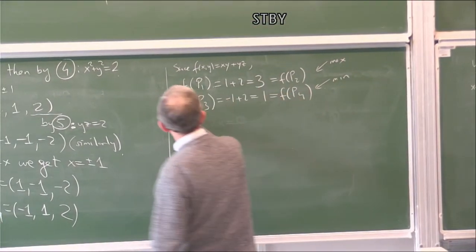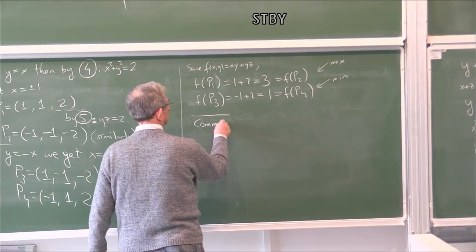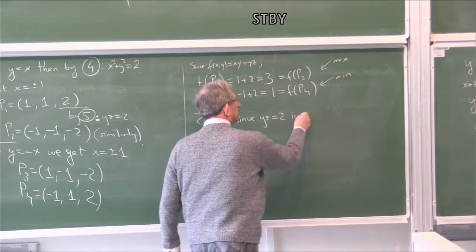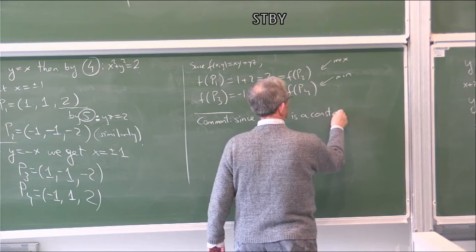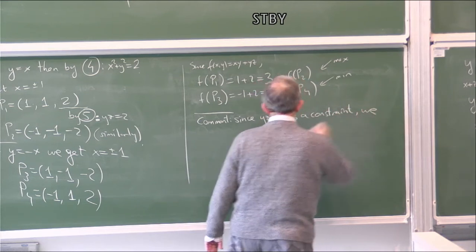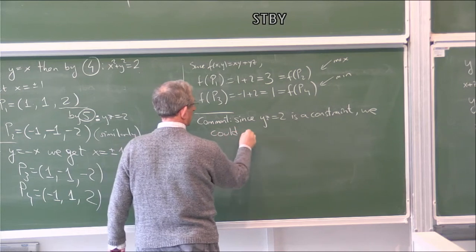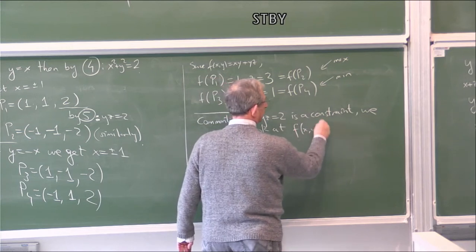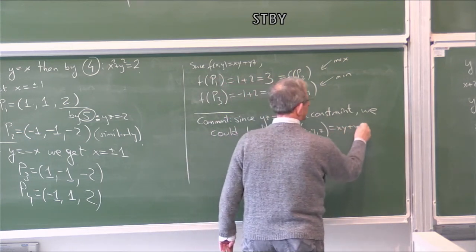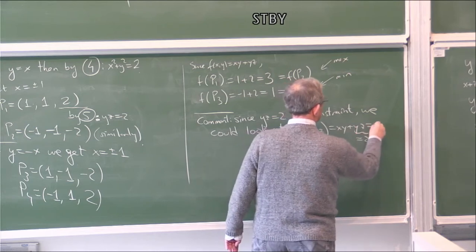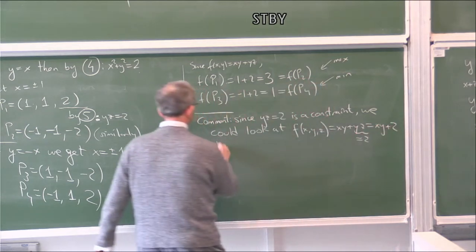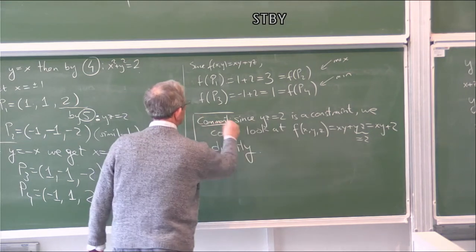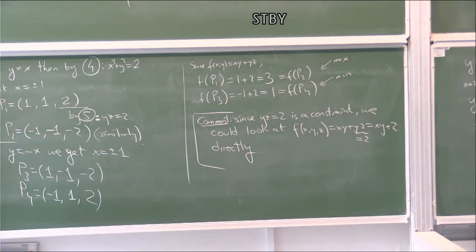Well, last comment here. Since yz is 2 is a constraint, we could look at f of x, y, z, xy plus yz, but this must be 2, so it's xy plus 2 directly. This would have simplified the calculation a little bit, but not too much.